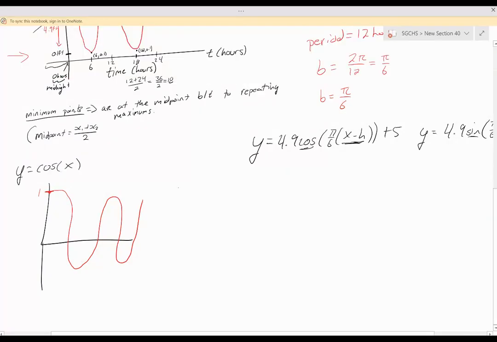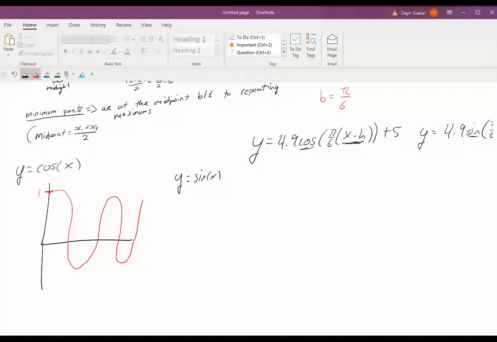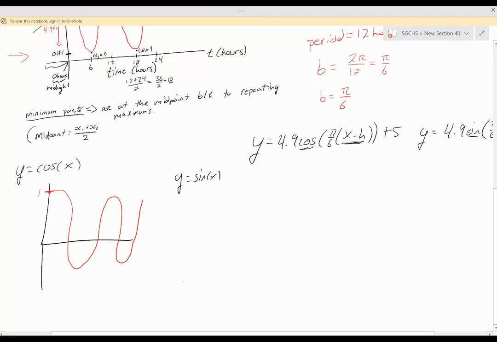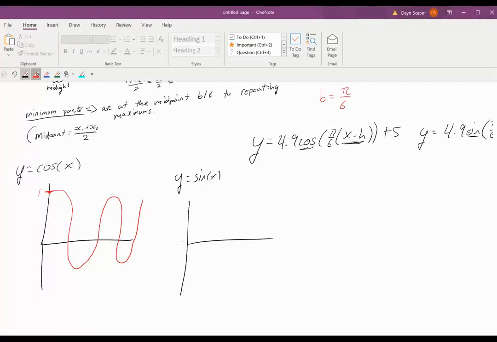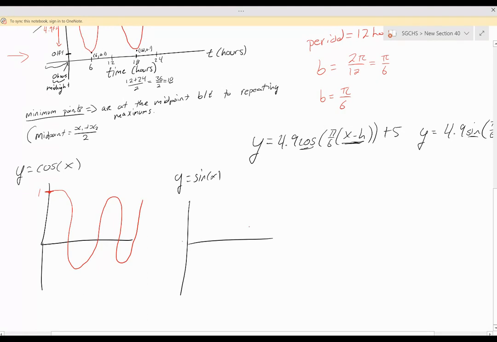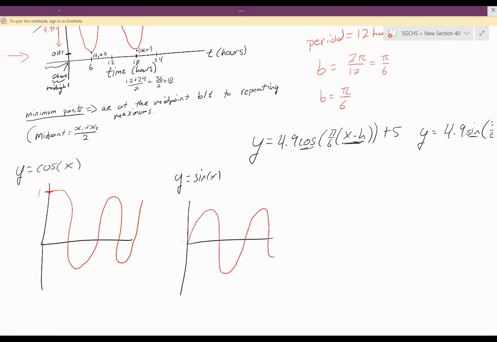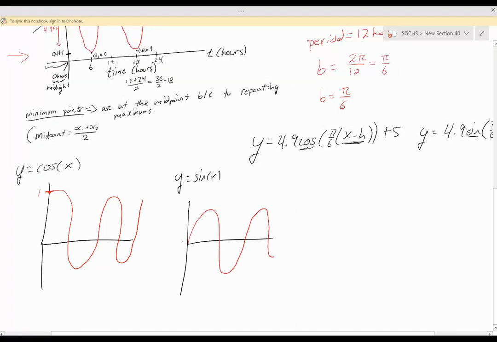Sine x, the starting point, what I mean by that is your y-intercept, starts at the midline. So right here. Now what we're going to do is look at our new equation and figure out where our starting point shifted to for cos x, and where our starting point shifted to for sine x.